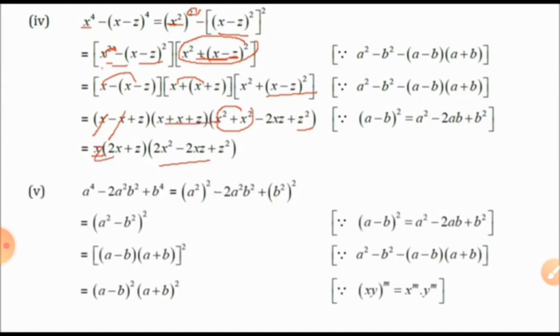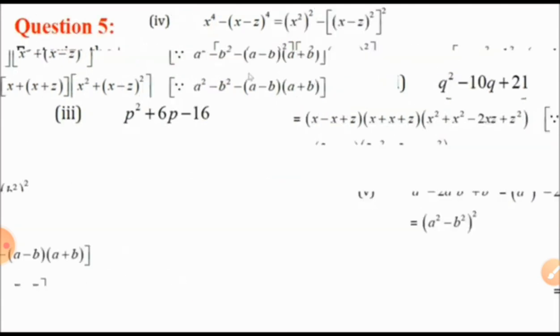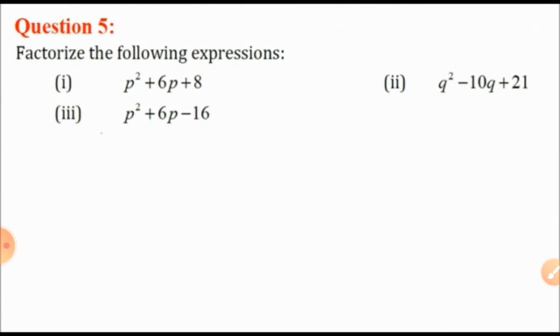Very good, very good, very good. Fifth one. A raised to 4 minus 2a square b square plus b raised to 4. So a square raised to all squares minus 2a square b square plus b square raised to all squares. Okay, a square minus b square squared, correct. Again, you have to use the same formulas, same identities.